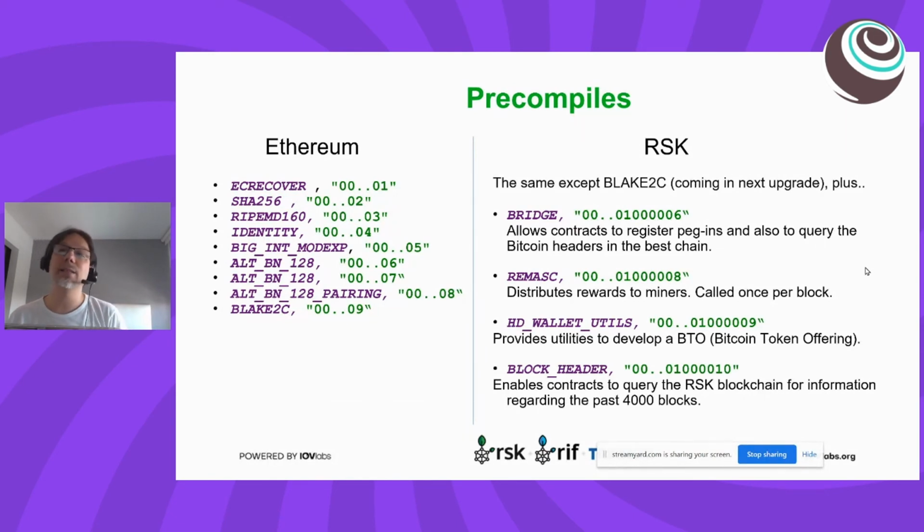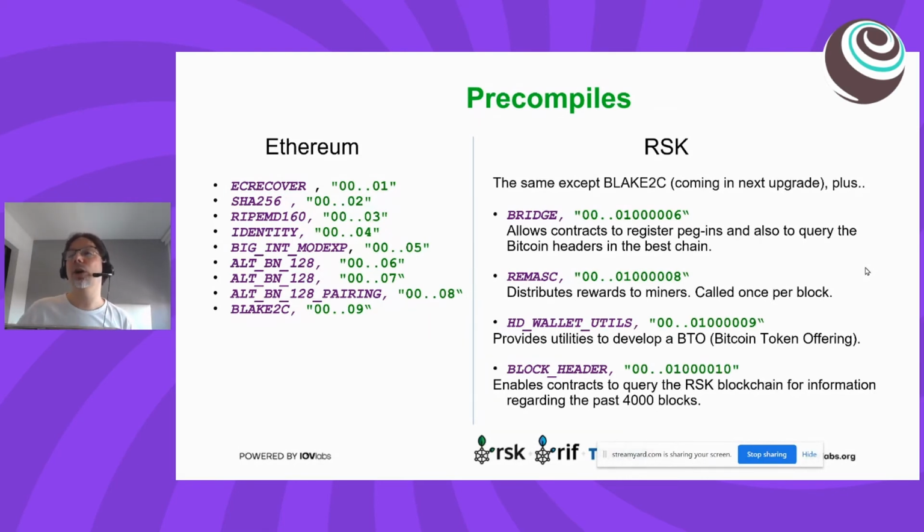We have the Remasc precompile, which is used internally to distribute the payments for miners. We have another precompile, which is called HD wallets, that allows you to do very efficient Bitcoin token offerings like crowdfunds where you want to be able to accept payment directly to the Bitcoin blockchain. And so you can use this contract to facilitate that.